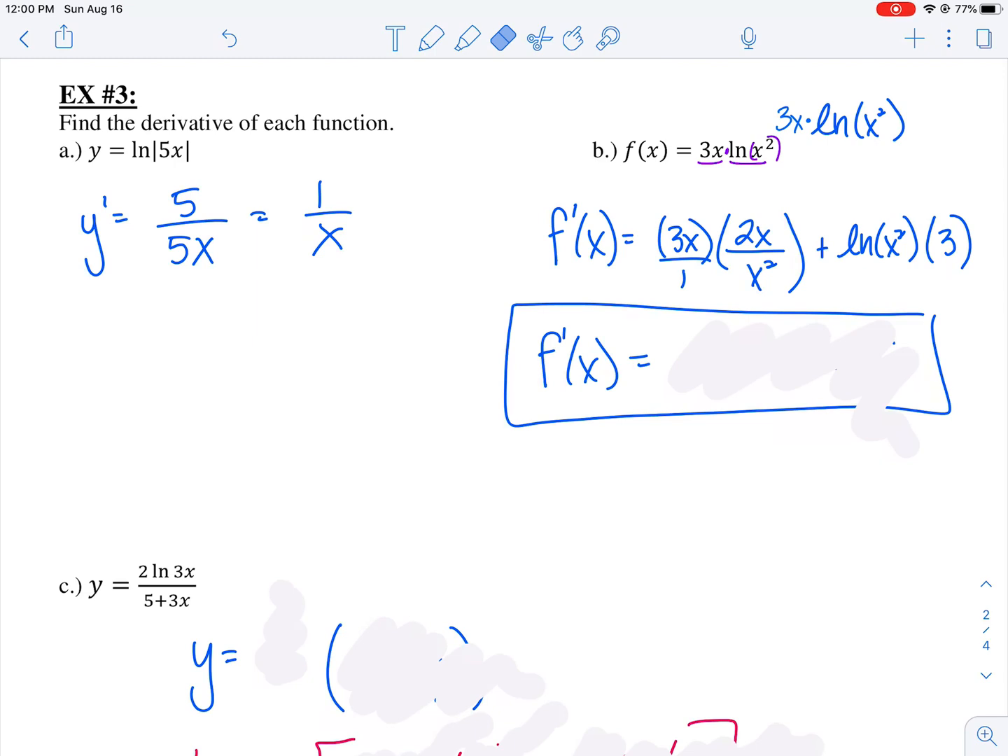I can go ahead and combine those fractions. I have a 6x squared on the top over x squared on the bottom. You might notice that the x's on top reduce with the x's on bottom, so I'm just left with a 6 plus 3 times the natural log of x squared. You'll notice that I didn't add the 6 and the 3 together and call that a 9, because the 3 has a natural log of x squared attached to it. It's not like terms. It's not the same as just a regular 6, so you cannot put those together.